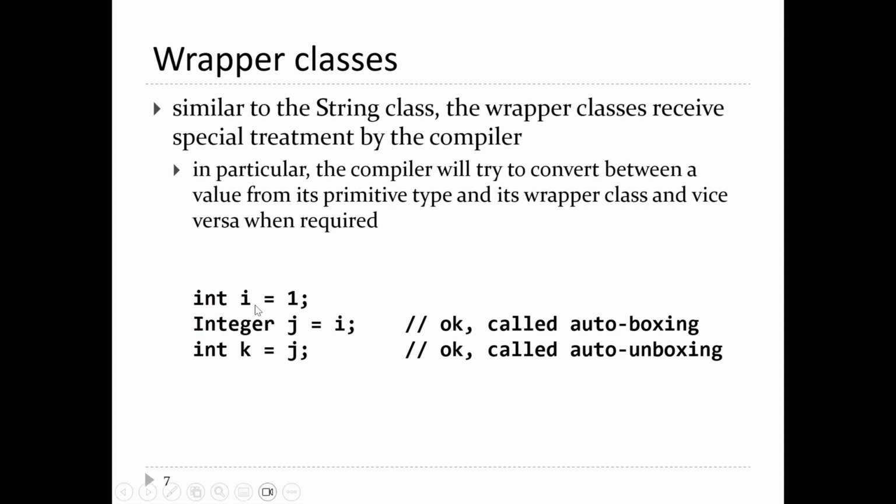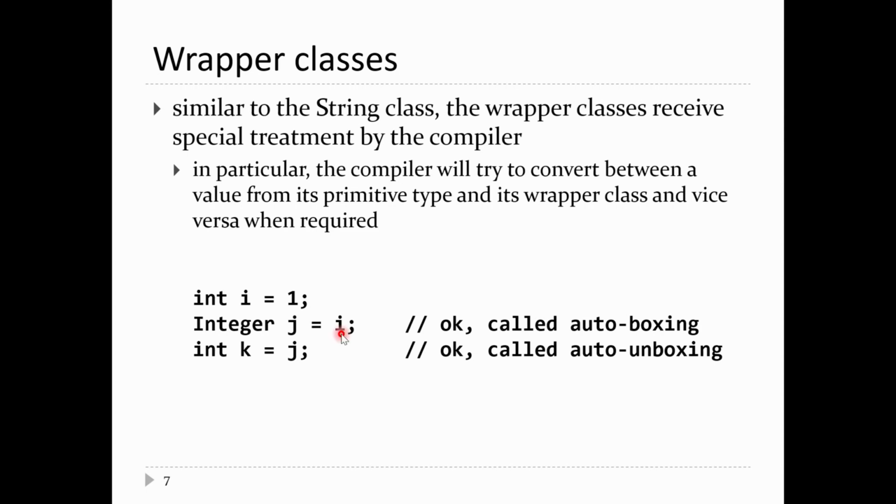So we have the type int here, and its wrapper type is Integer. If I write int i equals 1, that just makes the int value i and sets its value to 1. You can then make an Integer object j. You don't have to call new. You can just write j equals i, and that works. That won't work for anything that's not a wrapper type, but if it's a wrapper class, this works.